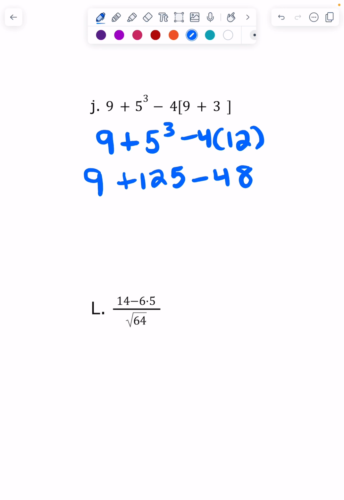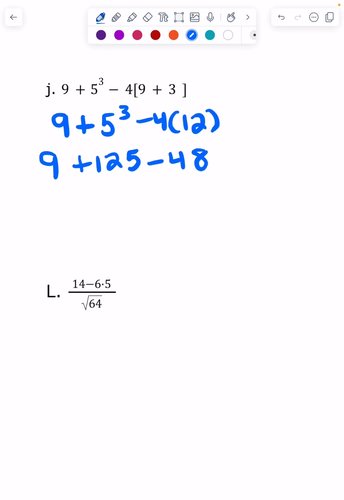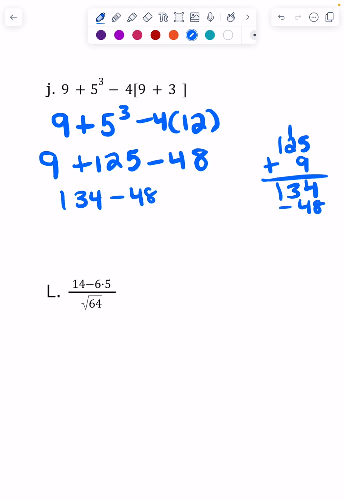And now we do it in order. So it's 9 plus 125 minus 48. I want to do 125 plus 9 first, and I have to do that on the side. I got 134 and then subtract 48. So 14 minus 8 is 6. And then I had to borrow 1, so 12 minus 4 is 8. So 86, positive 86 on that one.